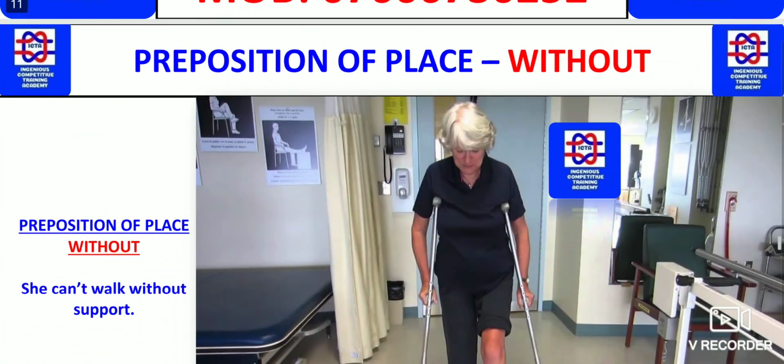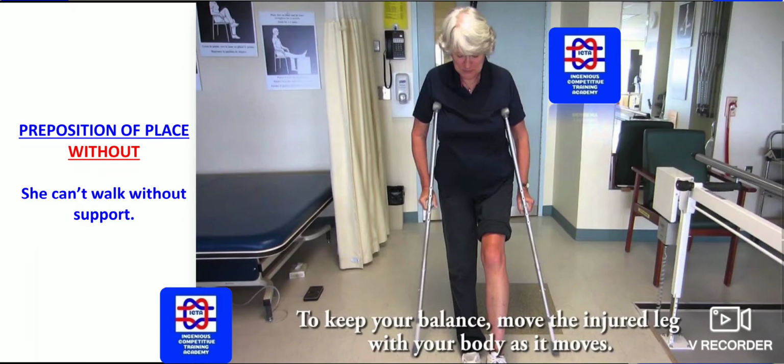Next we have the preposition of place, that is without. She can't walk without support. Here without means without having those sticks actually. So she has to have those sticks to walk. She can't walk without support. She has to have a support for her.